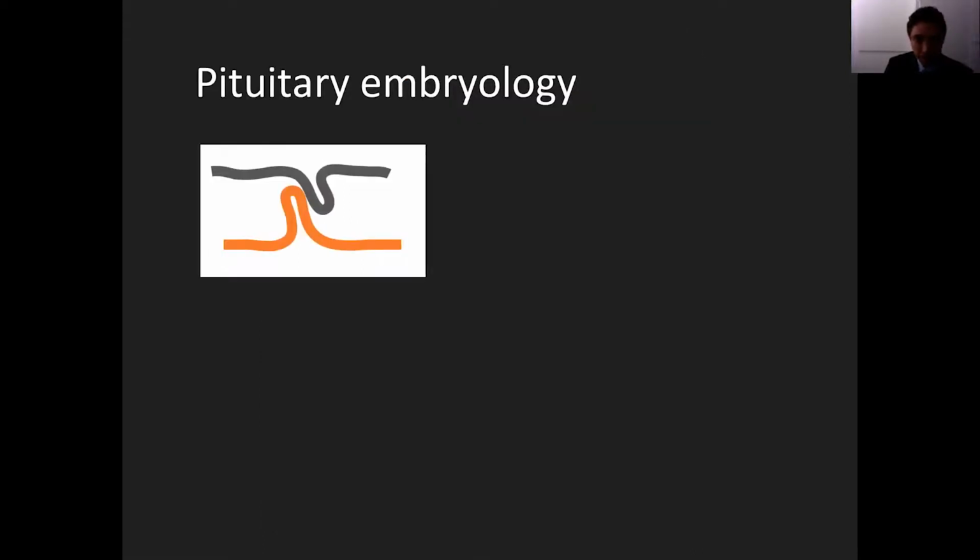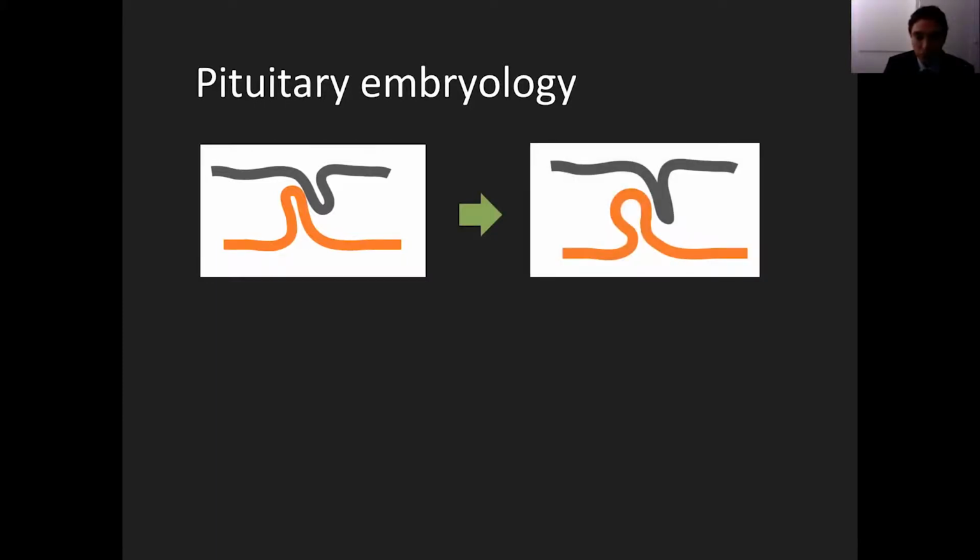Basic embryological concepts are going to be helpful to try to understand how and why some of these lesions develop, and where. At around week 3 of embryonal life, we see here marked in orange the primitive oral cavity. We start seeing a diverticulum that starts forming cranially, and separate from that, we see a small infundibulum arising from the diencephalon that courses anteriorly. These two come together, but before they do, the diverticulum starts forming a pouch.